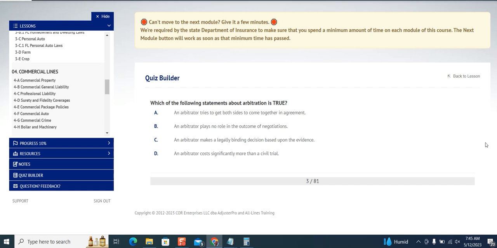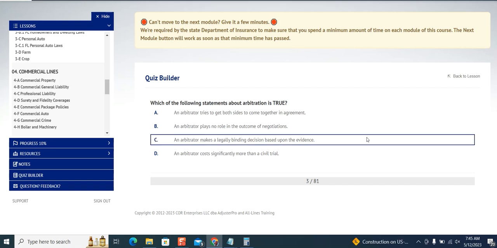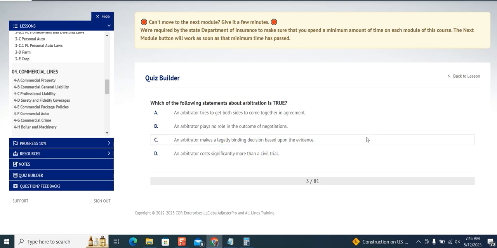Which of the following statements about arbitration is true? Can't even remember the definition of it. An arbitrator tries to get both sides to come together in an argument. Plays no role in the outcome of negotiation. Makes a legally binding decision based upon the evidence. Costs significantly more than a civil trial. We're gonna go with C. Arbitrator makes a legally binding decision based upon the evidence. We're gonna go with C.